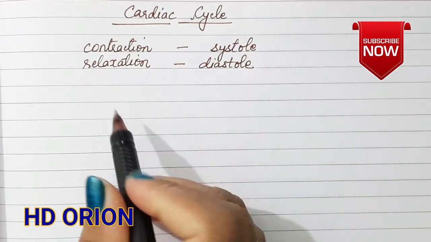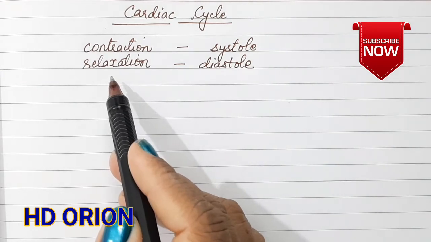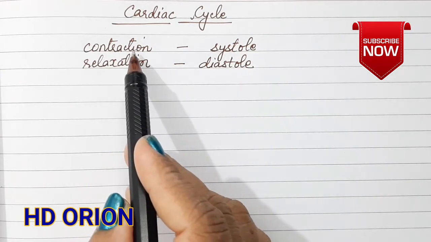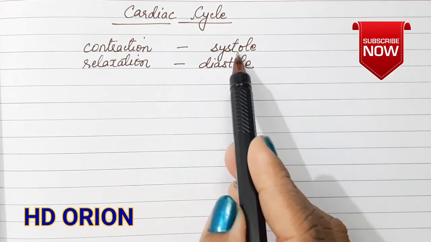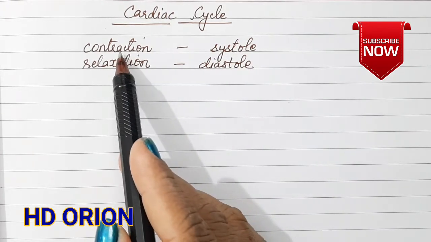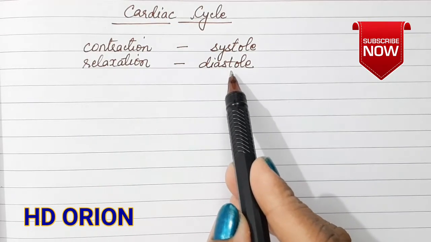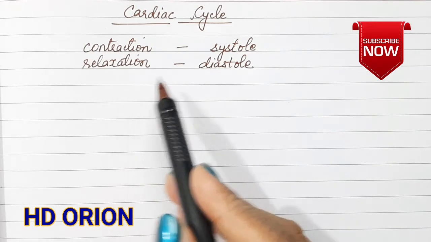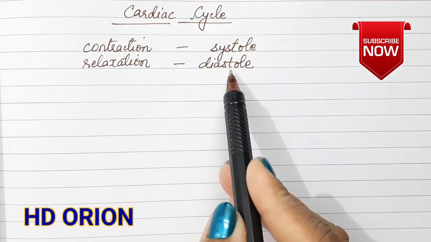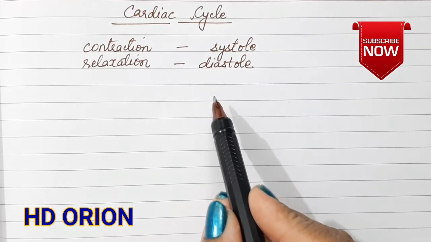So what are actually contracting and relaxing? The four chambers of the heart. If I say auricular systole, it means the auricles are contracting, and if I say auricular diastole, that means the auricles are relaxing. Similarly, ventricular systole and ventricular diastole. So let us see the events that take place in the cardiac cycle.